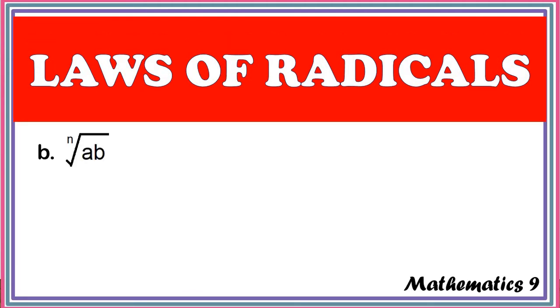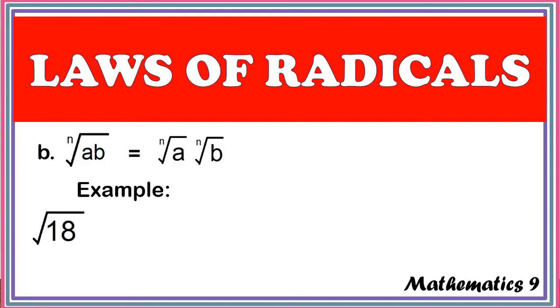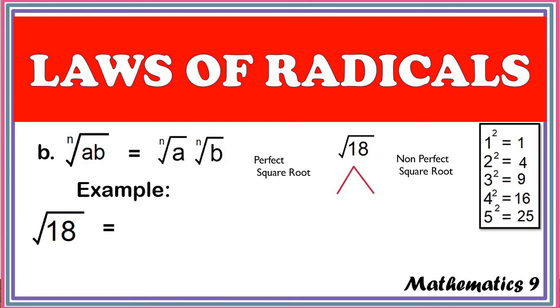Next, we have the nth root of a times b. So, the answer is the nth root of a multiplied by the nth root of b. So, example, we have here the square root of 18. Okay? So, square root of 18, hindi siya perfect square root. So, paano ba ang gagawin natin? Kukunin natin yung isang perfect square root na nakapaloob dun sa 18 at isang non-perfect square root. So, bali, kukuha tayo ng factors ng 18 na ang isa ay perfect square root at ang isa ay non-perfect square root. So, if you notice, ano-ano ba yung mga perfect square root? Meron tayong 1, 4, 9, 16, and 25.